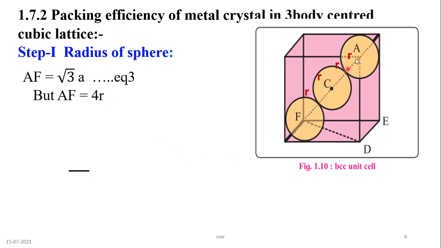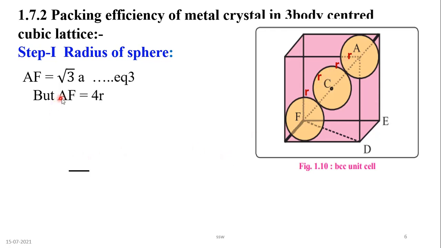But if you observe this, the radius of this particular corner sphere is R. Like that, the radius of this middle sphere, the particle present at the center of the body, is equal to R. This distance is equal to R, similarly this distance is equal to R, 2R, and the radius of this other corner particle is also equal to R. So this distance AF is equal to R plus R plus R plus R.